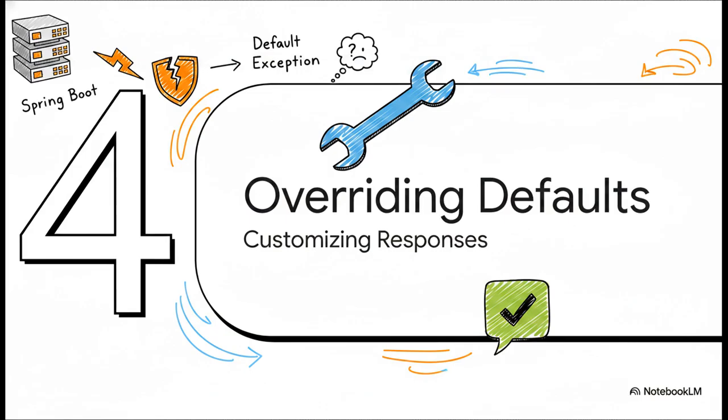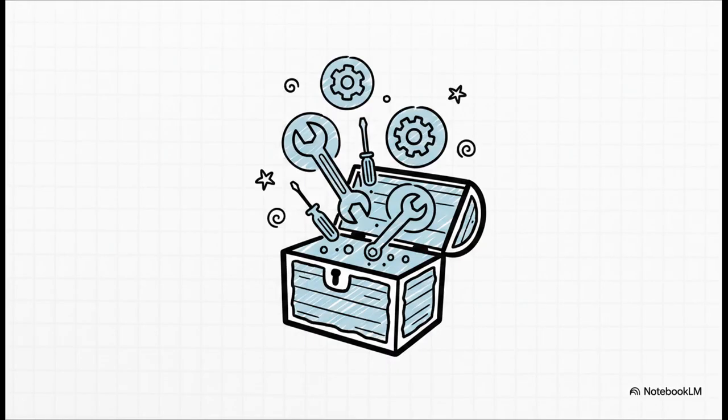Section 4. Overriding default error responses. Because we can actually take this even further. Sometimes Spring Boot already handles certain exceptions by default, but the default response is just a bit too generic. To customize those, you simply have your RestControllerAdvice class extend a built-in Spring class called ResponseEntityExceptionHandler. Extending this unlocks an absolute treasure trove of predefined methods that you can easily override.